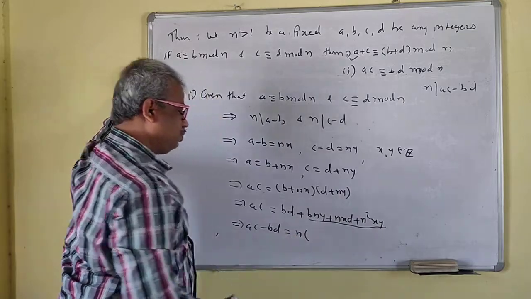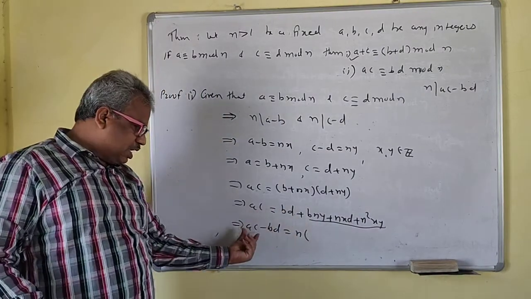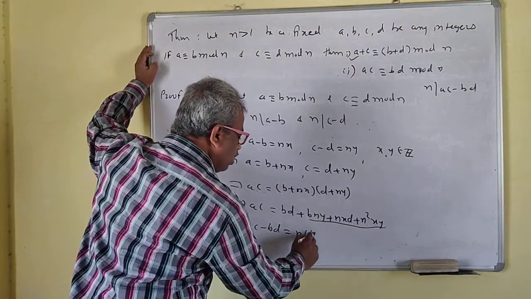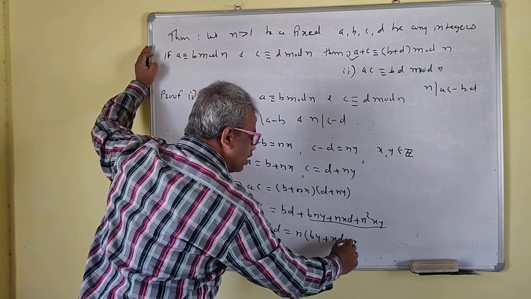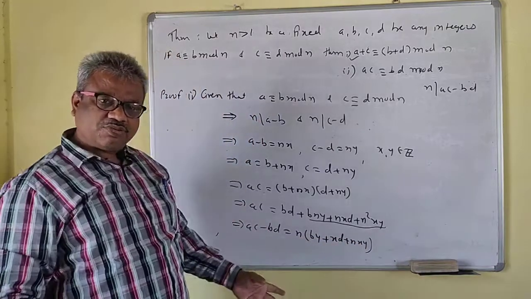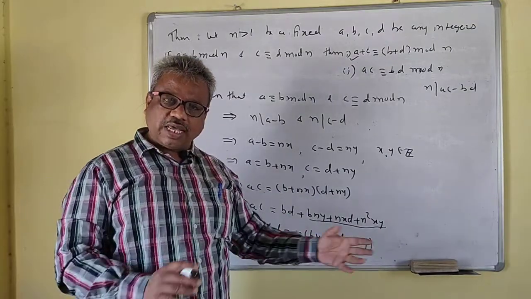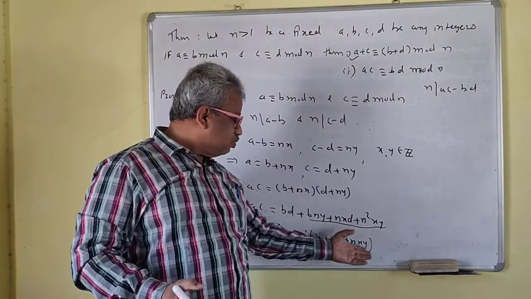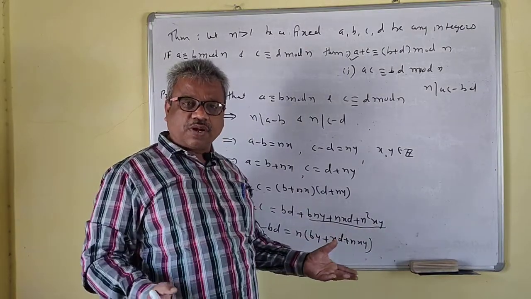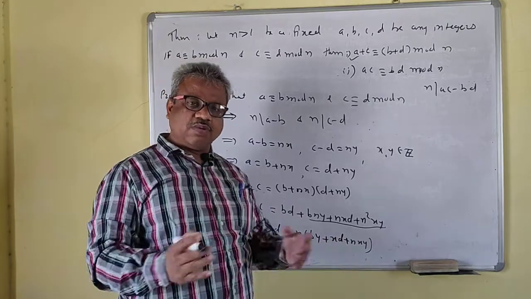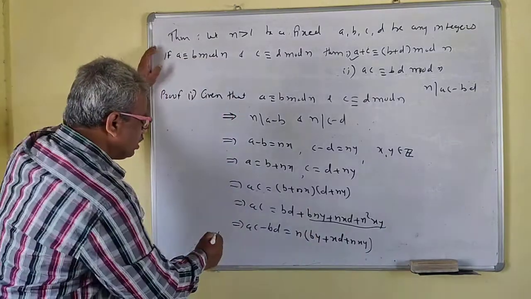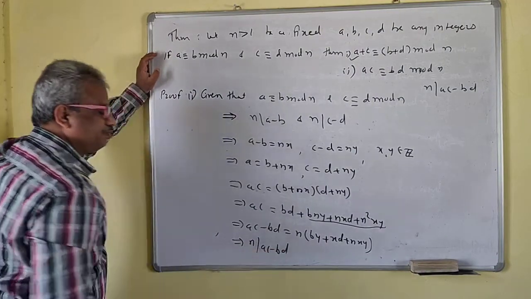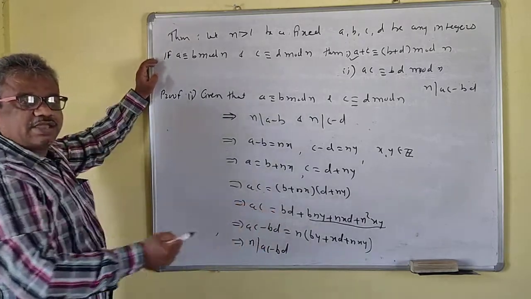What did I do? I have shifted this bd to this side, so ac minus bd, and everywhere n is there, I will take n common. So that is n times (by plus xd plus nxy). Whatever this is, x, y, a, b, c, d and n are all integers. n is a natural number, which is an integer. Product of integers is an integer, sum of integers is an integer, so this is an integer. What does this imply then? This implies that n divides ac minus bd, because ac minus bd is n times some integer.